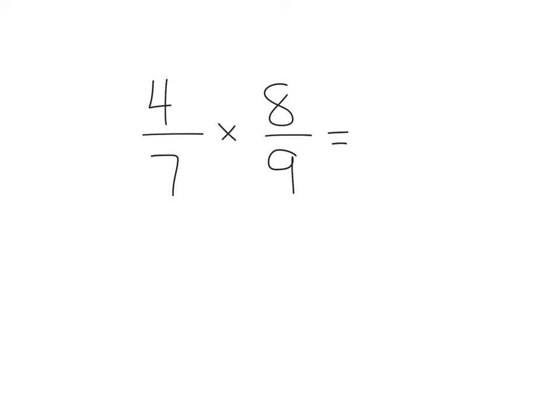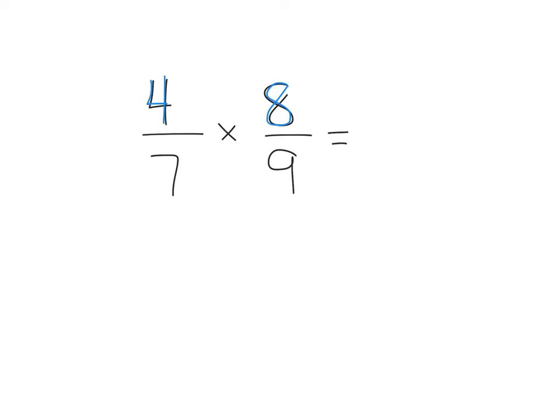Now I have 4/7 times 8/9. And now I'm looking to see if there's any cases where I can simplify. Perhaps you're thinking that the 4 and the 8 can be divided by 4. But that's not going to work because that's not one numerator and one denominator. That's two numerators. So in this case, there's no simplifying. There's no numbers that can be divided evenly into a numerator and denominator.